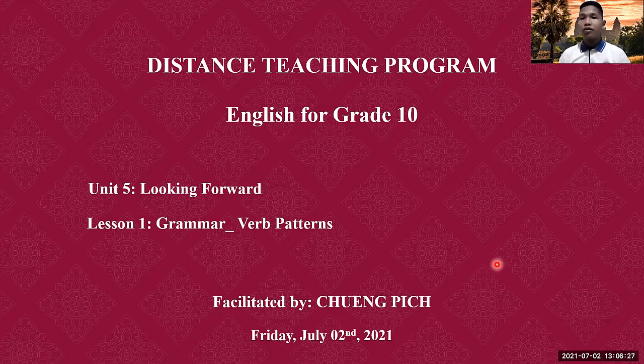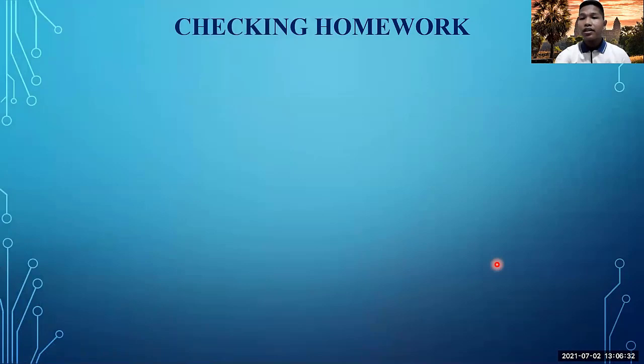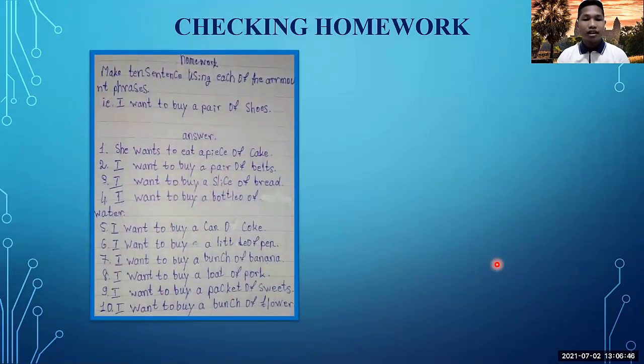All right, without further ado, let's get started with the lesson. We are now checking the homework. Some of you did it, and I chose two homeworks from your classmates. The first one is the homework from Sampok. The instruction was to make 10 sentences using each of the amount phrases, like a pair of, a slice of, a kind of collective noun that we studied last week, right? He made 10 sentences already.